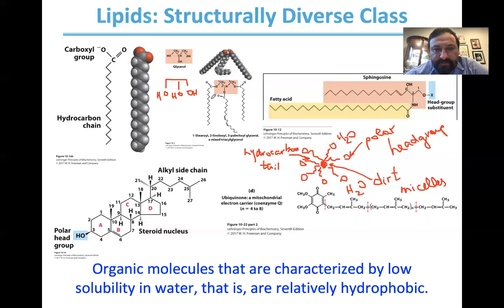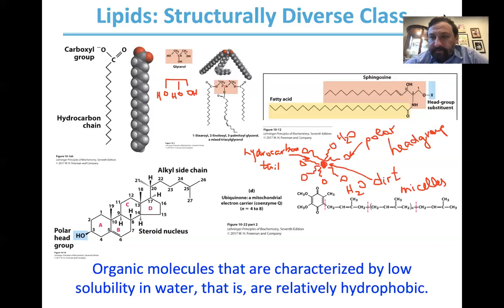Fatty acids, you can see some of them are saturated, some of them are unsaturated, which means there are double bonds. There are double bonds, and this is a saturated fatty acid. And they vary not only in the type and number of double bonds, they also vary in the length of the fatty acid in terms of how many carbons.